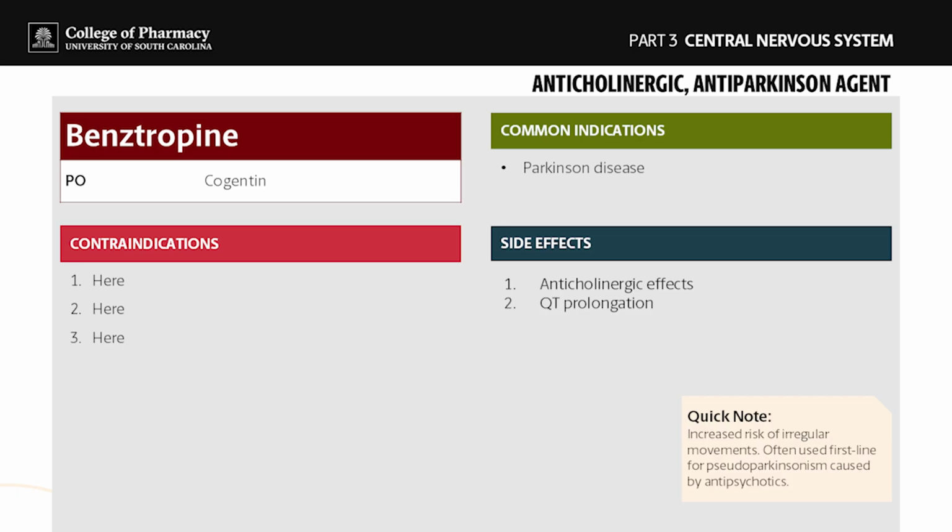An anticholinergic anti-Parkinson agent that I want to talk about is Benztropine. The brand name is Cogentin. The common indication is Parkinson's disease. Some of the side effects would be anticholinergic effects, and we just talked about those. Y'all remember? Blurred vision, dry mouth, dry eyes, constipation. Yep, you got it. And QT prolongation.